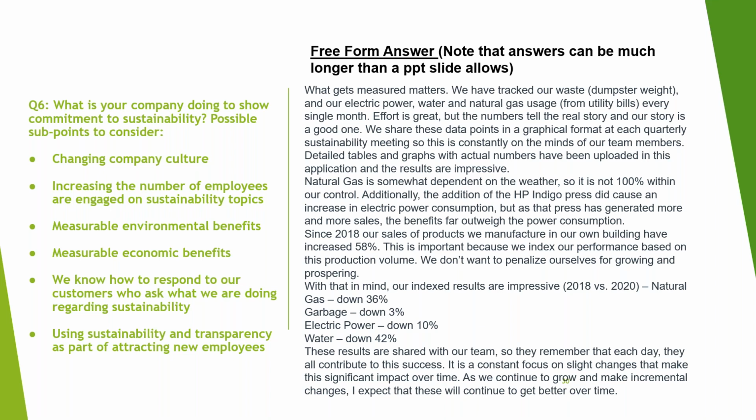The other thing is, they've also indexed their results. So they're looking at it year over year, not just month over month. They were able to show a reduction in natural gas of 36%, garbage 3%, electric power 10%, and water 42%. So they remind their team members each day that they contribute to their success, and it's a constant focus on changes that make a significant impact over time.